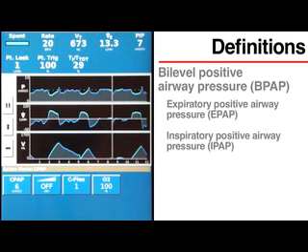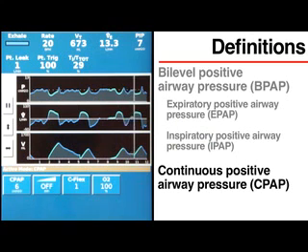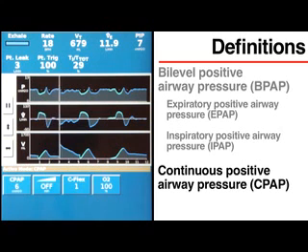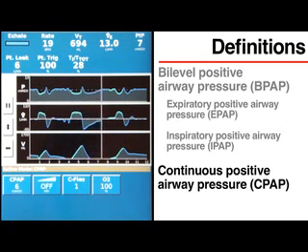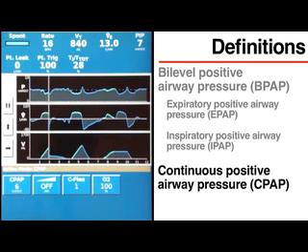Another common non-invasive mode is continuous positive airway pressure, or CPAP. CPAP is a spontaneous breathing mode that is distinct from BPAP. In CPAP, the ventilator delivers one pre-specified positive pressure throughout the respiratory cycle. It does not deliver additional inspiratory pressure and therefore does not directly support ventilation.